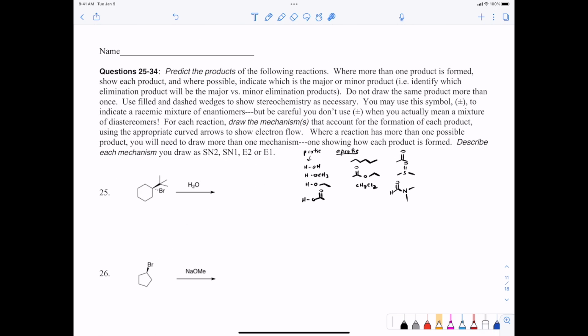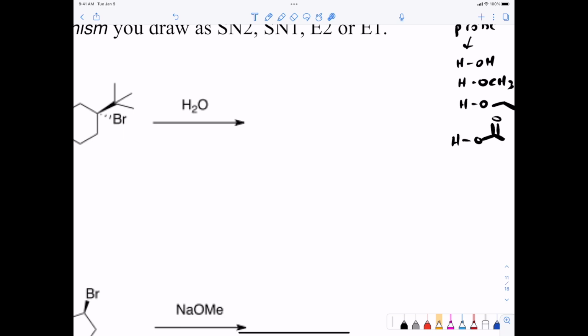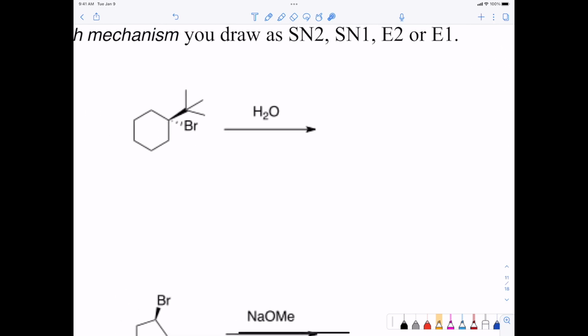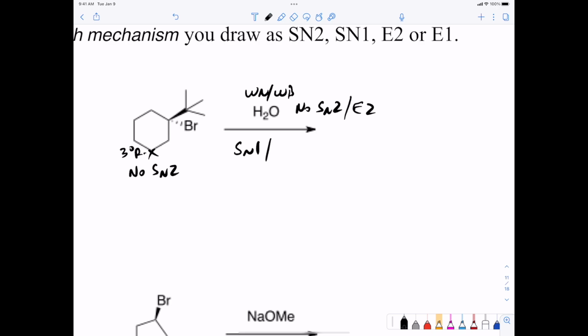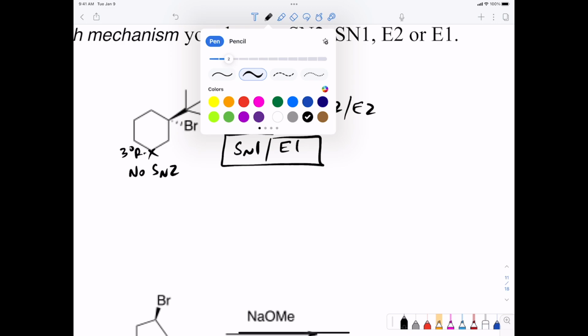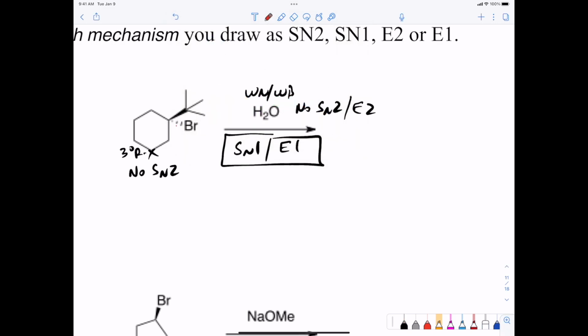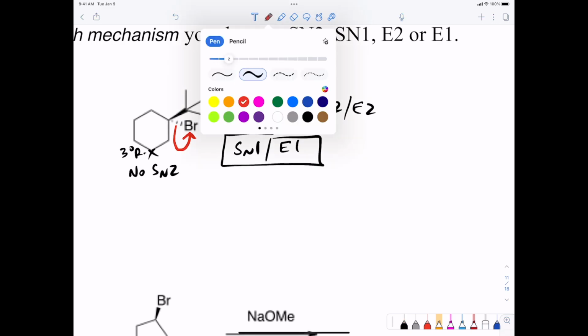Yeah? Right? So, tertiary alkyl halide, no SN2 is how I would think about this. Water is a weak nucleophile, that is a weak base, so no SN2 and no E2. So all you're left with is you got to wait for the leaving group to leave, and then you're going to get SN1 and E1. So the leaving group can indeed leave from a tertiary alkyl halide.